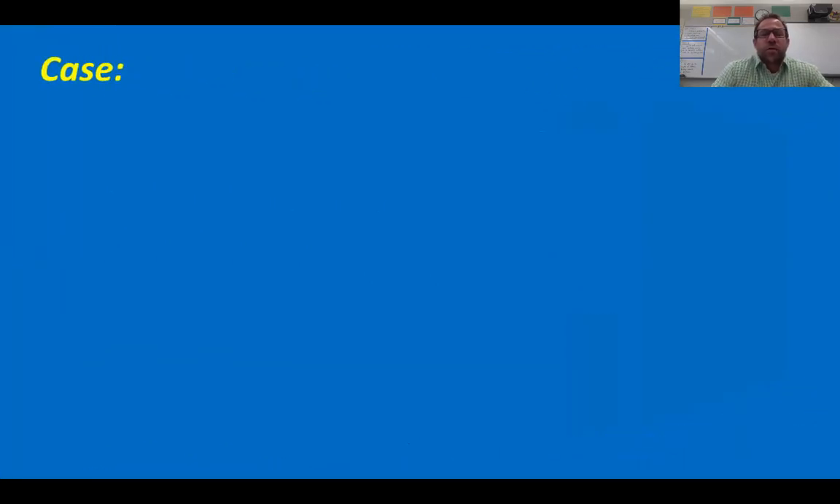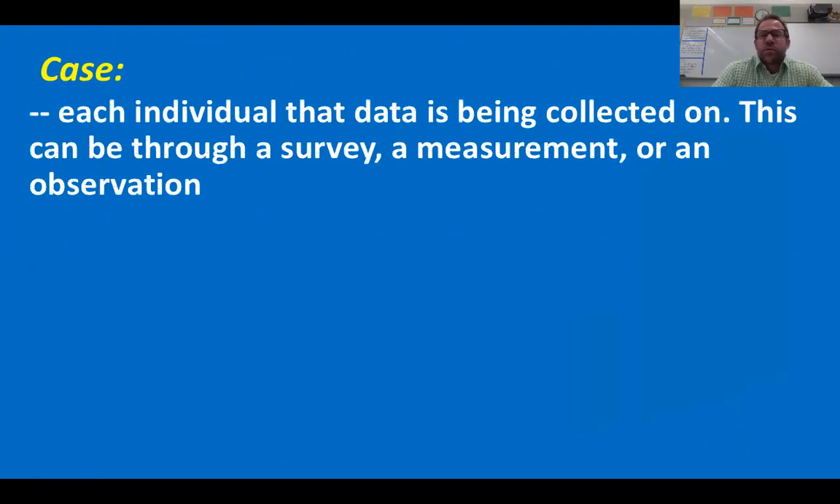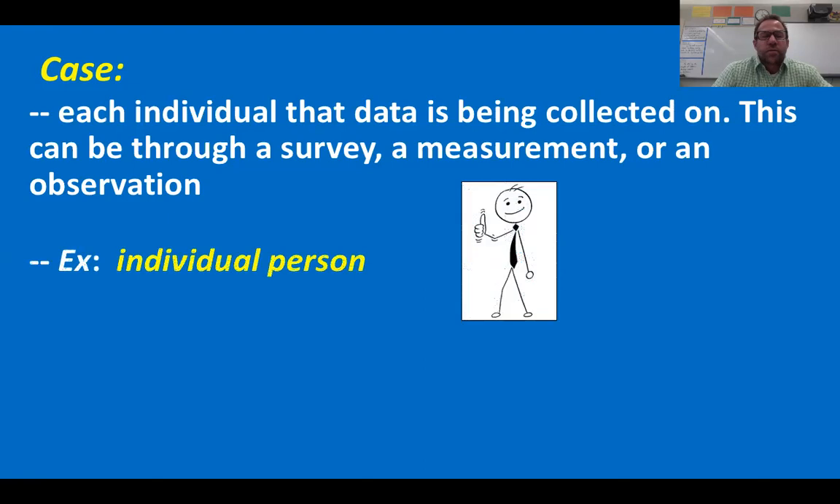Case. When we're doing some type of research study, a case is each individual that data is being collected on. This can be through a survey, a measurement, or an observation. A case could be an individual person, if you're doing a survey. Medical fields do individual cases, right? We're in the middle of COVID, and the CDC tracks individual people, individual cases: positive, negative, deaths, recovery rate, okay?